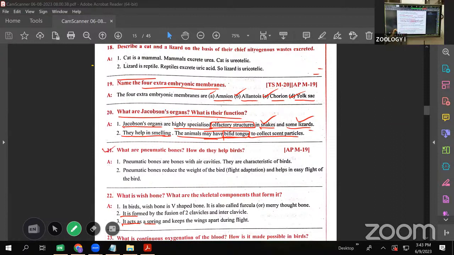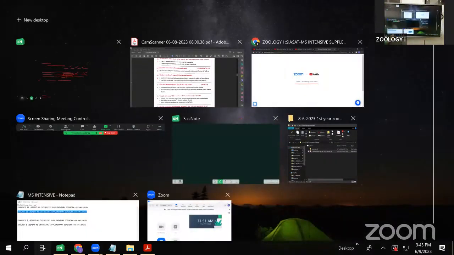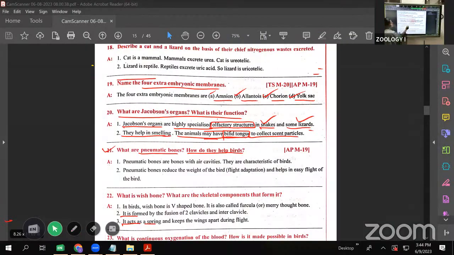Pneumatic bones. Normally, we call the weightless bones pneumatic bones. How do they help in birds? For the flying purpose, weight is reduced by the pneumatic bones. Normal bones have bone marrow on the inner side, but pneumatic bones do not have bone marrow. Instead, air cavities are present. That's why the bones are weightless.